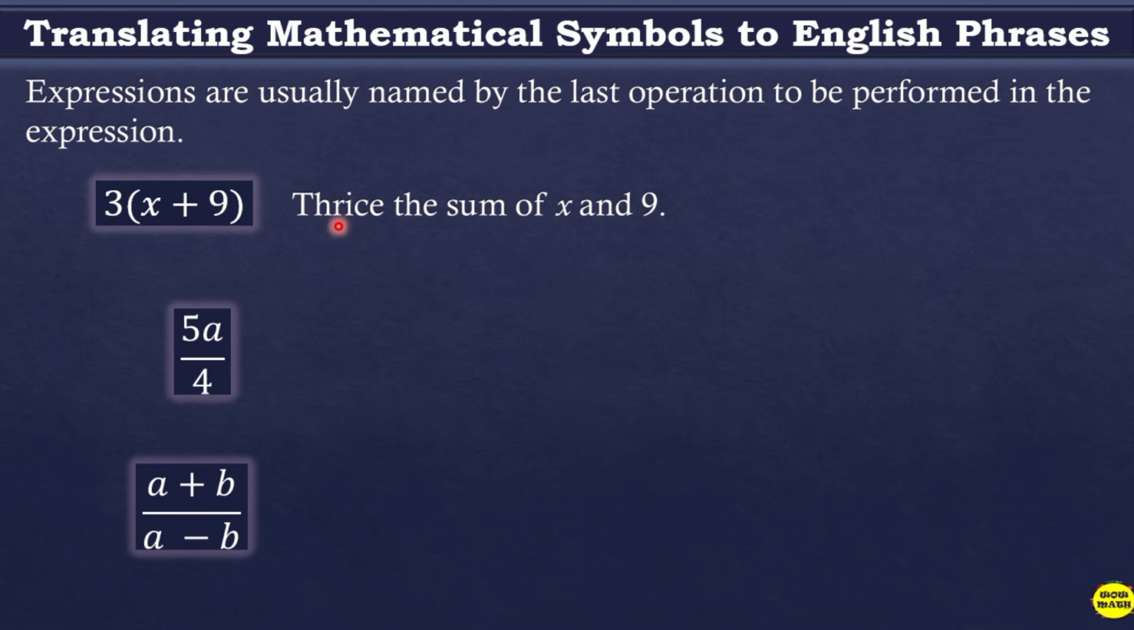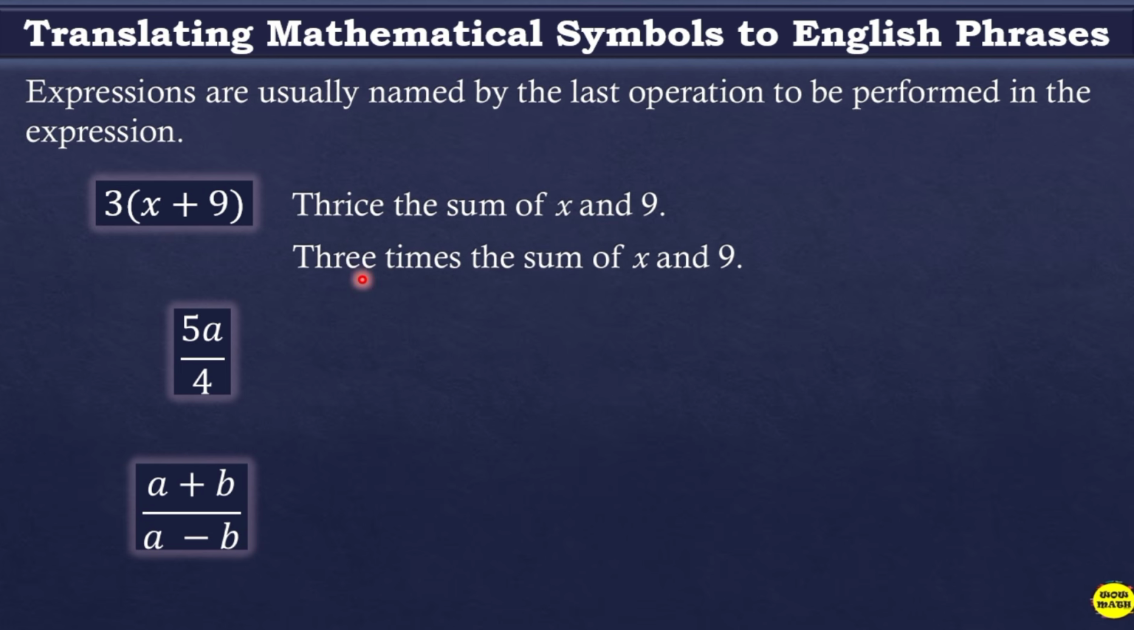So, thrice. Thrice means multiplication, di ba? Pwede ka rin naman gumamit ng 3 times the sum of x and 9. Pwede rin thrice. Kapag thrice kasi, hindi mo na gagamitin yung word na times. Thrice, twice, yun yung ibig sabihin multiplication. So, thrice, the sum of x and 9. Dapat ito yung magkasama.